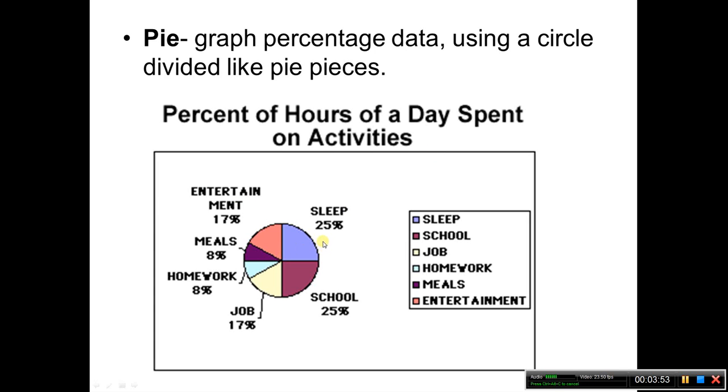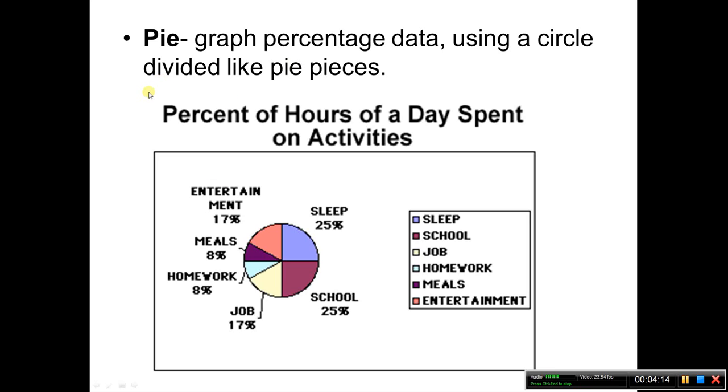The last one we'll look at is the pie chart. Now, pie charts are good when we want to look at percentage of data. And it's just like it sounds. It's a circle divided into pie pieces. So if you have something where you want to look at the percentage of something, then you'll use a pie chart. And a good example is how people spend their days, right?